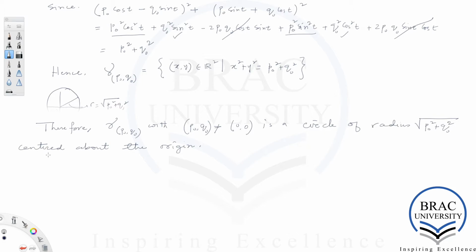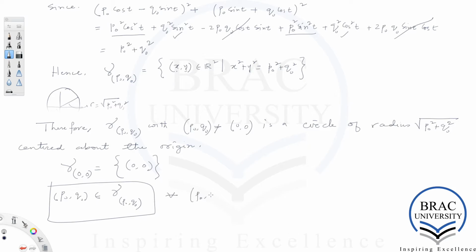And from what we have discussed earlier, it's obvious that gamma sub 0,0 is just the origin. It's a set consisting of one point only, that is the origin. Now, from what we have discussed so far, it's evident that the ordered pair (p0, q0) is always in gamma sub p0, q0. Because if you choose x and y to be p0 and q0 respectively, this is going to be satisfied, which means that the point (p0, q0) belongs to the orbit through (p0, q0). It's obvious, for all (p0, q0) in R2.